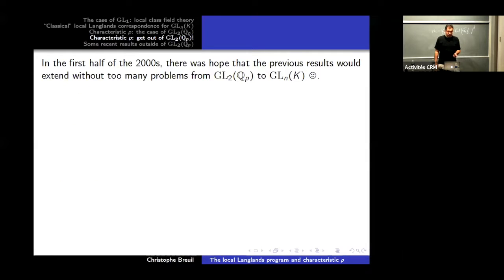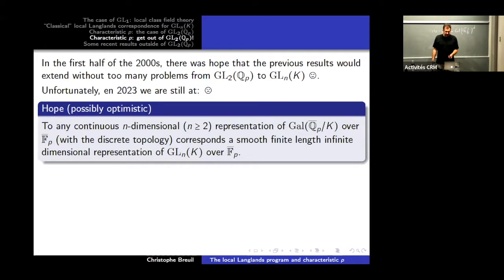Now, in the first half of the 2000s, there was hope that the previous results would extend without too many problems from GL2(Qp) to GL_n(K), because in the case of l different from p, or over C, you will see the proofs are the same whether you work with GL2(K) or GL2(Qp). There's no difference at all in the proofs. So we were expecting the same thing up to small extra difficulties. Fortunately, we're still here right now. You see, I stay hopeful, and I'm possibly optimistic.